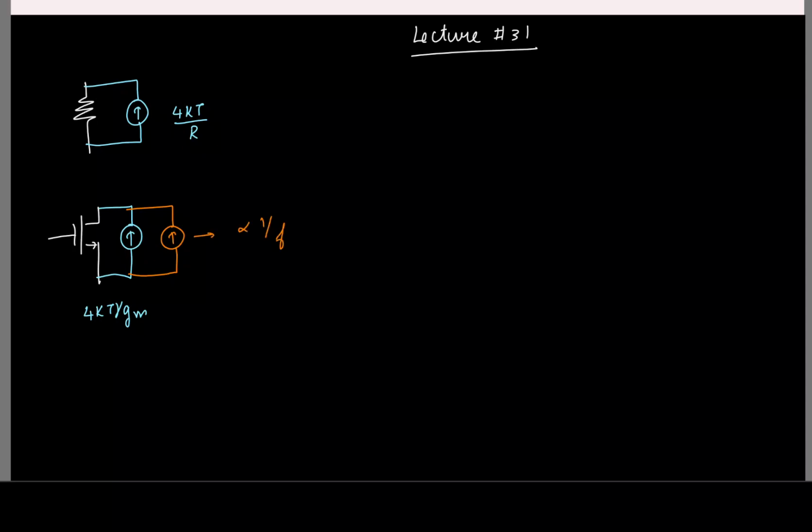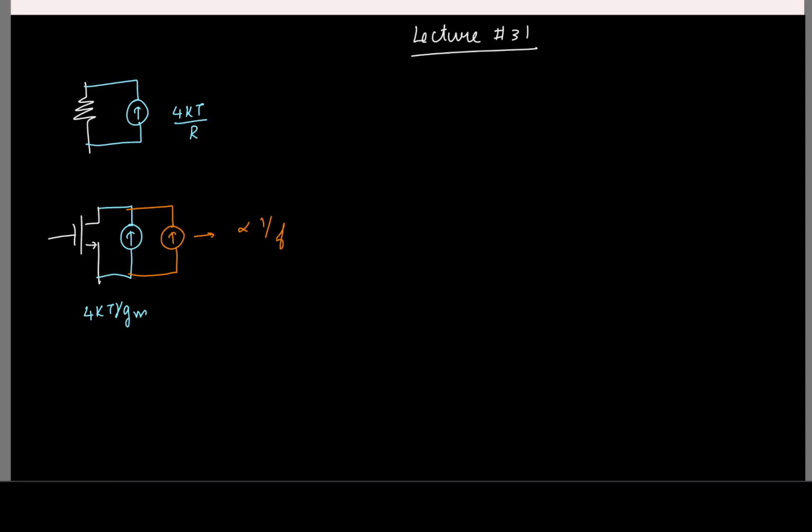As I mentioned, thermal noise is a more fundamental phenomenon arising due to thermal energy, whereas flicker noise is coming due to the imperfections or impurities in the fabrication. So the flicker noise is heavily process dependent.